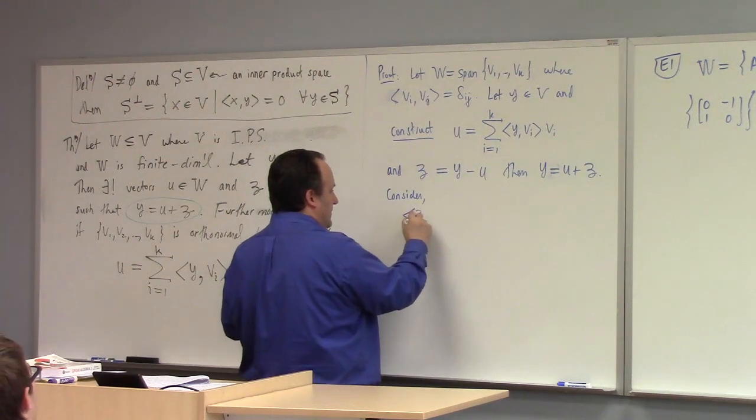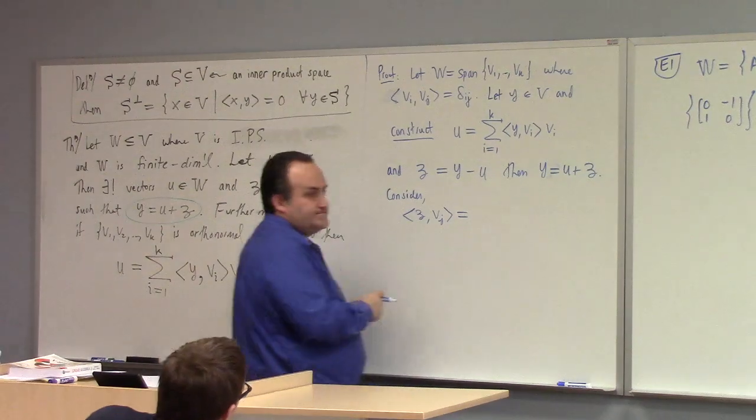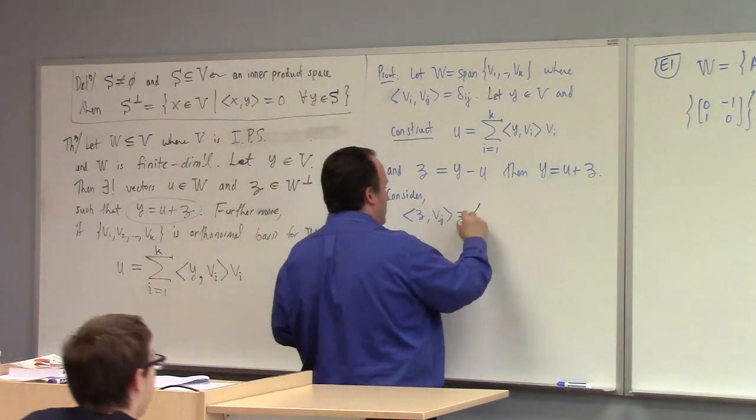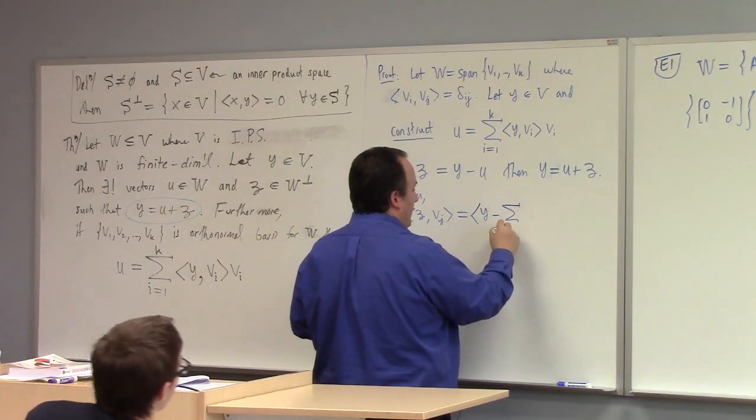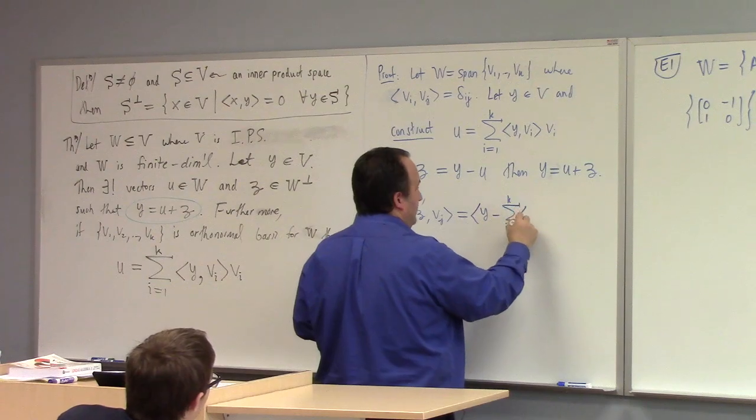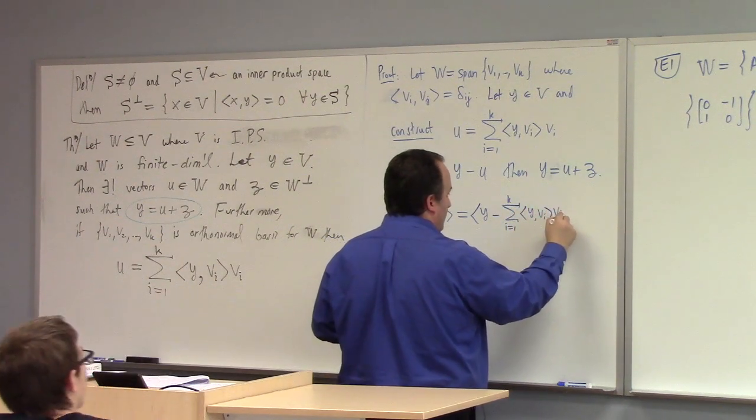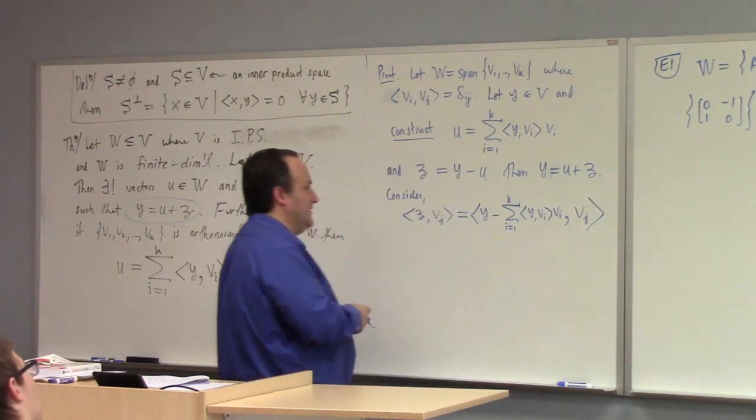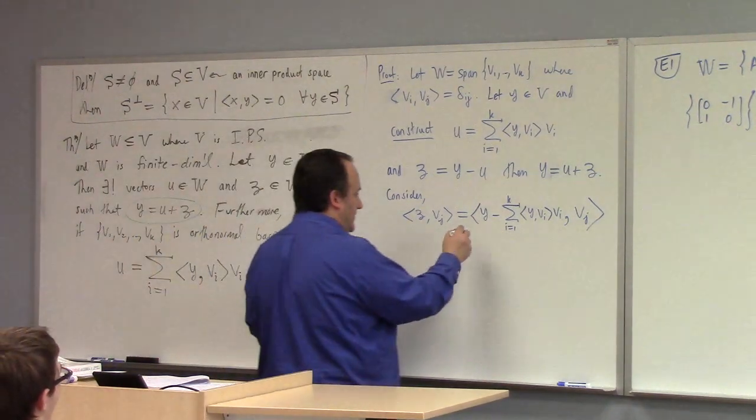We're going to look at the inner product of z with vj. All right? Z with vj is going to be y minus the sum i equals 1 to k of y with vi, comma vj. So I just put in the definition of z. Now I'll use the properties of the inner product.